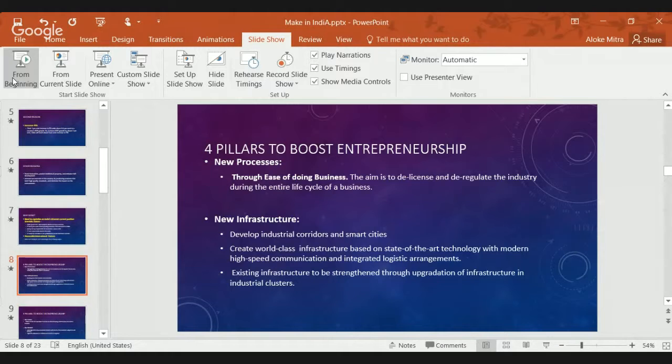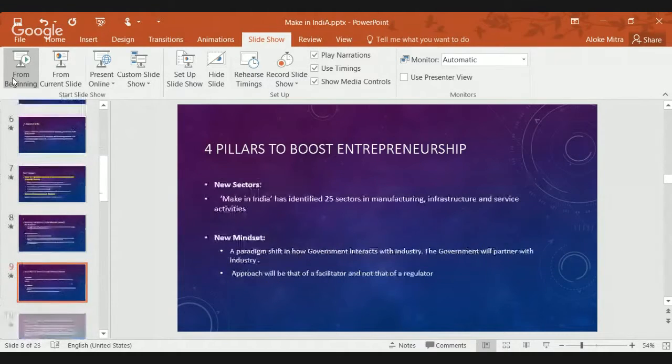The second pillar is new infrastructure. The government intends to develop industrial corridors and smart cities. Apparently, the development of 100 smart cities is to integrate and power manufacturing along the industrial corridors designed to connect the 4 major metros, that is Delhi, Mumbai, Madras, and Kolkata, and to decongest India's urban housing scenario. The government also intends to create world-class infrastructure based on state-of-the-art technology, communication, and integrated logistics. Besides, existing infrastructure needs to be strengthened through upgradation in industrial clusters.